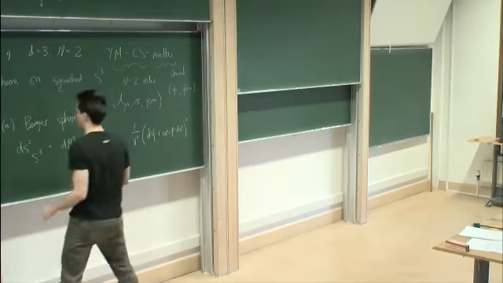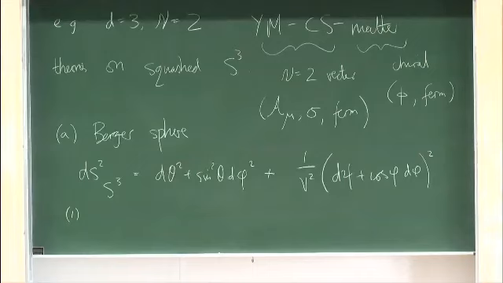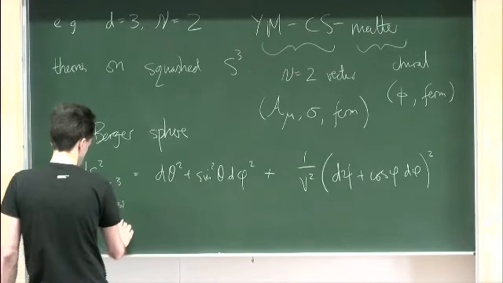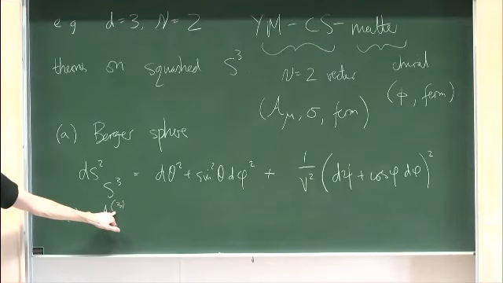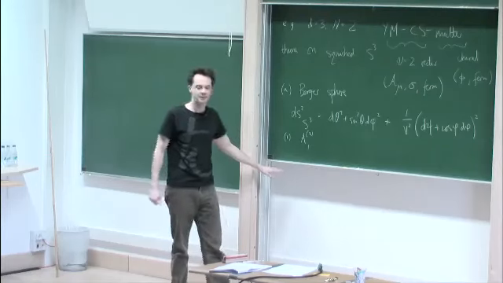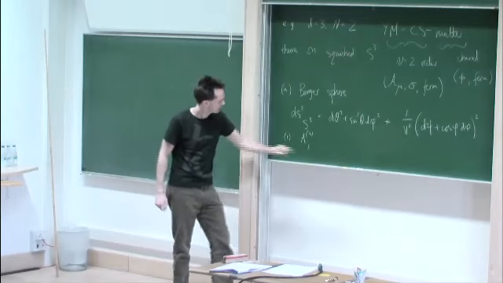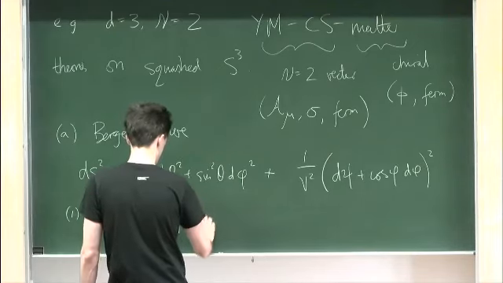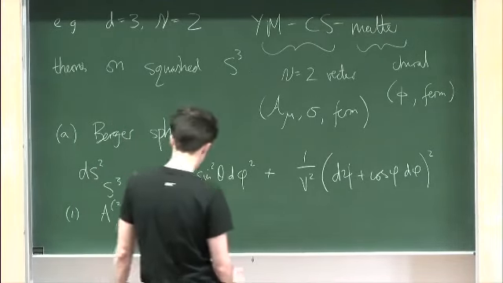And then I'll also need to turn on a background gauge field. And in fact, there are 2 choices. So one, okay, so this is A^3 because it's a 3-dimensional gauge field. I'll be talking about the gravity dual a little bit later, where there'll be a 4-dimensional gauge field. And this is case 1. Okay, so there are 2 choices.